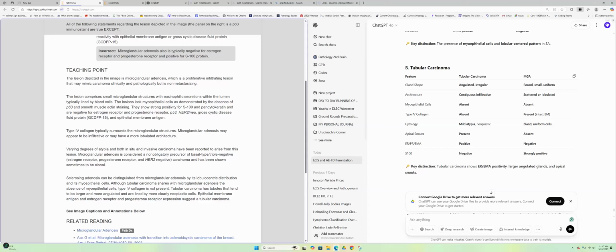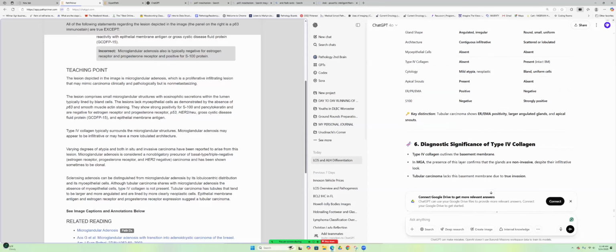EMA. This is where you have EMA, the EMA we have been looking for. Yeah, it's positive in tubular carcinoma, but it's negative in MGA. Then S100 is negative in tubular carcinoma, strongly positive in MGA.